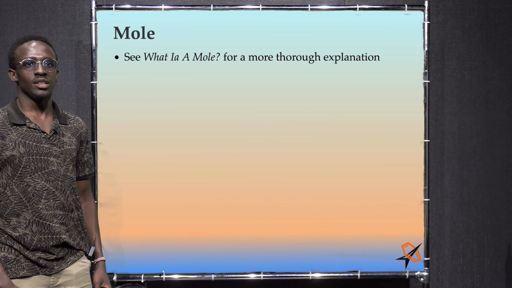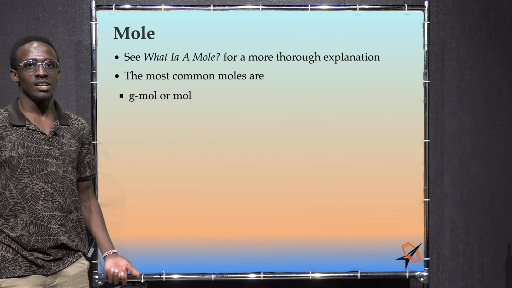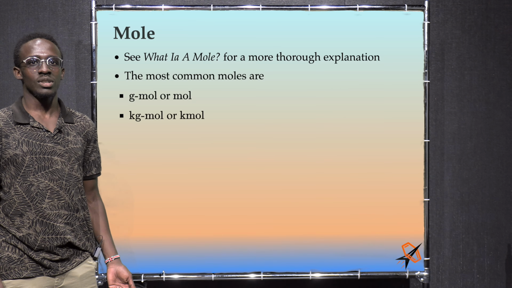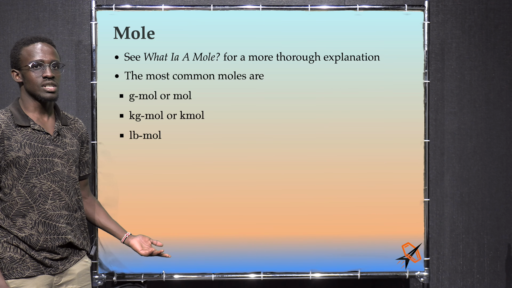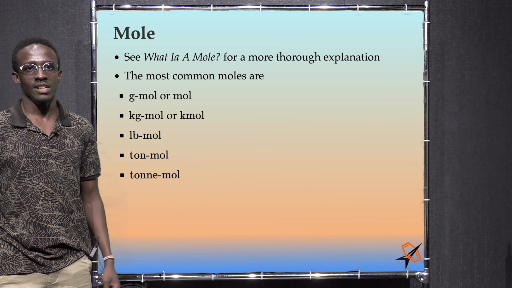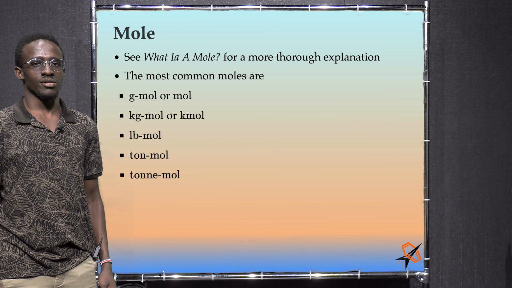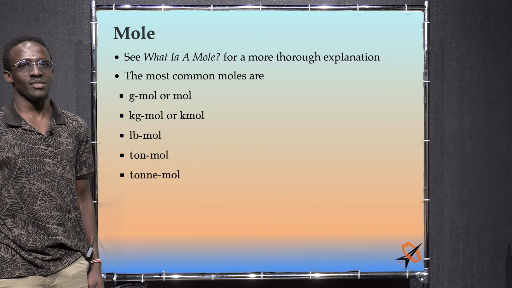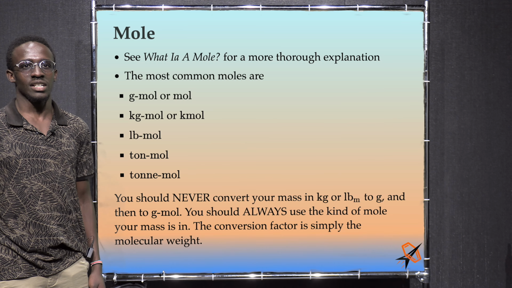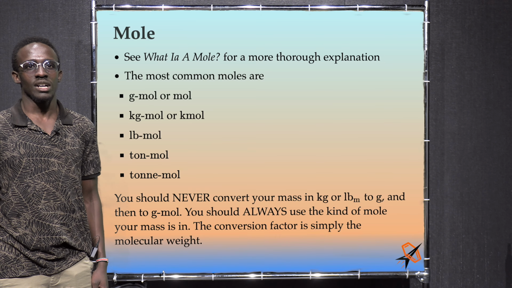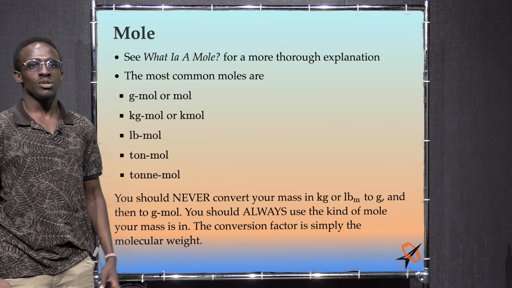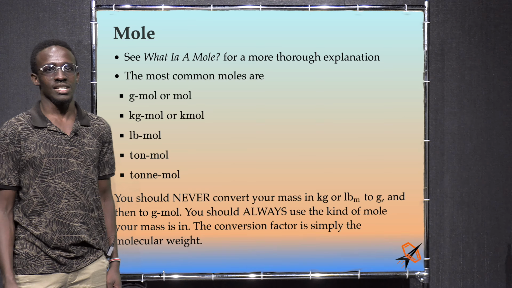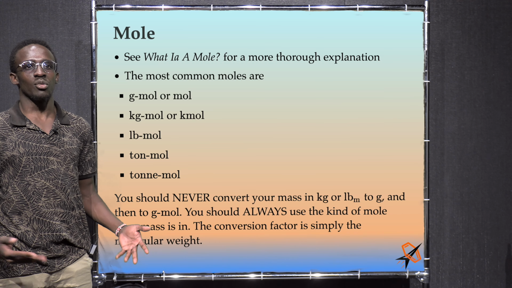What is a mole? The most common moles are gram moles, also called moles, kilogram moles, also called kilomoles, pound moles, ton moles, and metric ton moles. Why do we insist on these different sorts of moles? Because we're engineers and don't want to do more work than we have to. You should never convert mass in kilograms or pound mass to grams and then to gram moles. You should always use the kind of mole your mass is in. The conversion factor is simply the molecular weight.